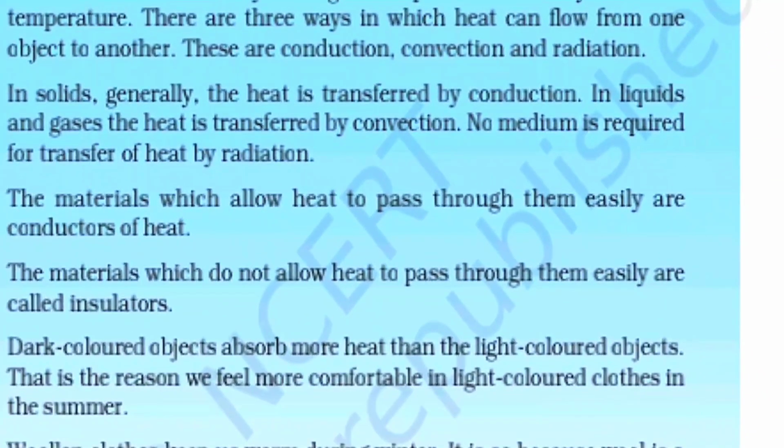Heat flows from a body at a higher temperature to a body at a lower temperature. There are three ways in which heat can flow from one object to another. These are conduction, convection, and radiation. In solids, generally the heat is transferred by conduction. In liquids and gases, the heat is transferred by convection. No medium is required for transfer of heat by radiation. The materials which allow heat to pass through them easily are conductors of heat. The materials which do not allow heat to pass through them easily are called insulators.